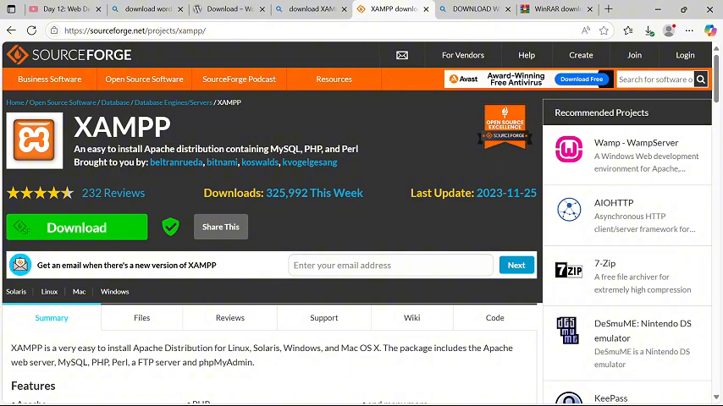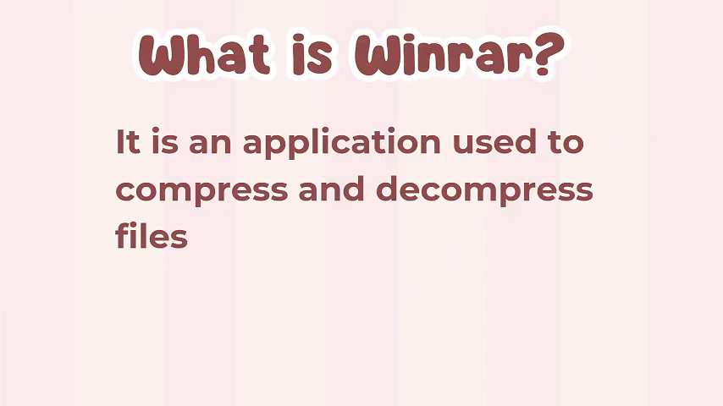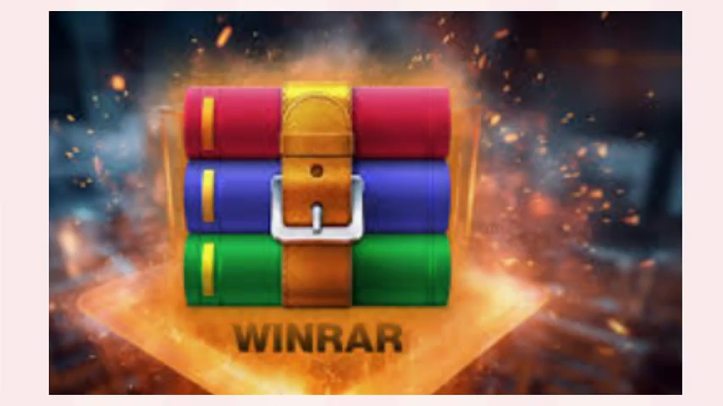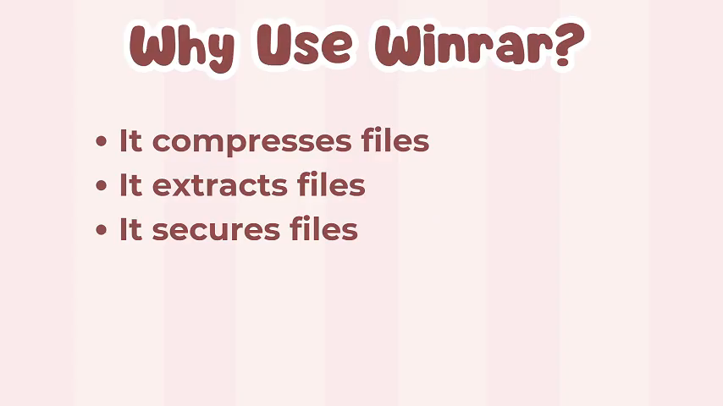It's already downloading. What is WinRAR? WinRAR is an application used to compress and decompress files. So you just shrink your files. You can also extract your files. This is an image of the WinRAR that we'll be downloading. Then why use WinRAR? It compresses files, as we said. Then it extracts files. Maybe you have a zip file and you want to extract what is inside. You can use WinRAR to extract it. Then it also secures files. You can secure your file using a password in WinRAR.